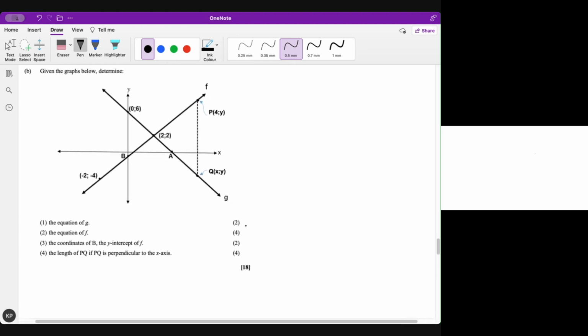There we go. Okay, so the first question is: what is the equation of G? Now your general equation for a straight line is y equals mx plus c. We need m and we need c. What is m again? It has a special name. Yes, it's the gradient. Okay, so this is your gradient.